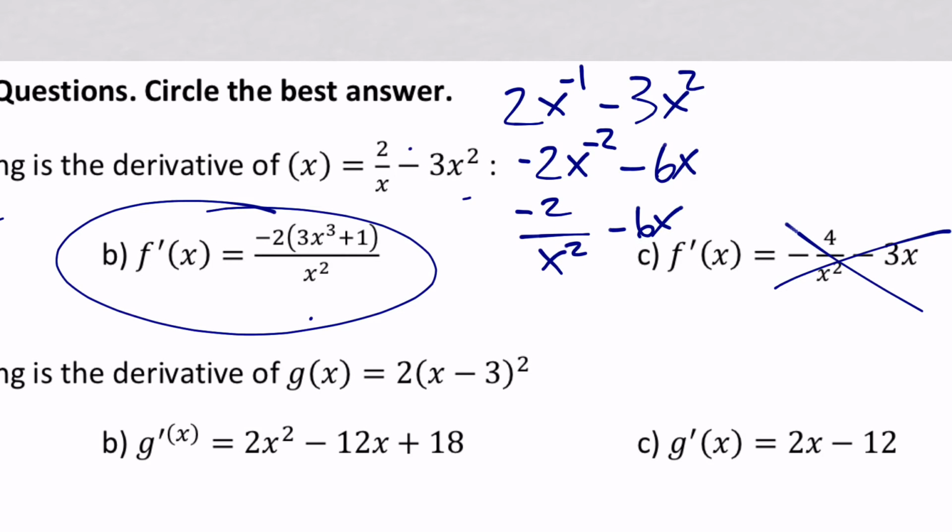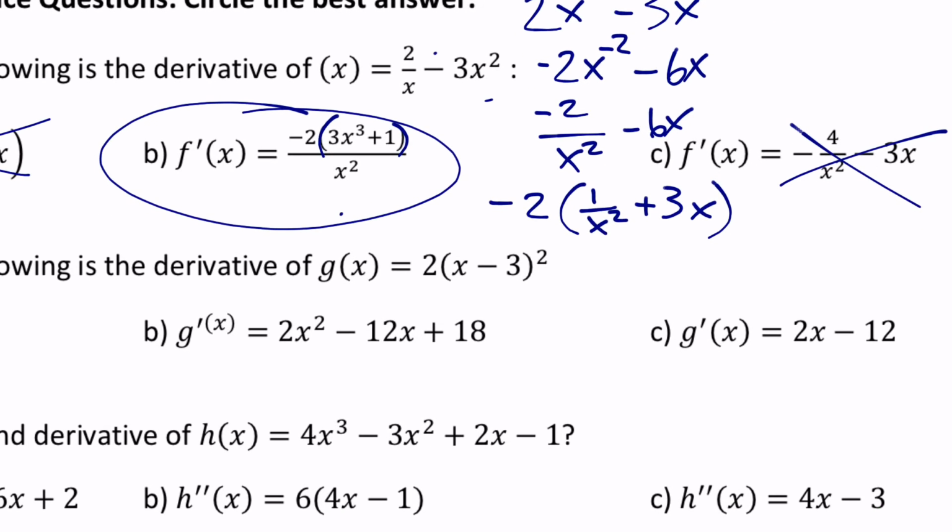But that doesn't look like any of these answers. So what have I done to get B to look like that? Well, notice that B is factored. It has that minus 2 factored out. So let's pull a minus 2 out. If I pull a minus 2 out front, we'd be left with 1 over x squared plus 3x, like that. Multiply the negative 2 back in, check it, make sure that it works. It does, but that still doesn't look like that.